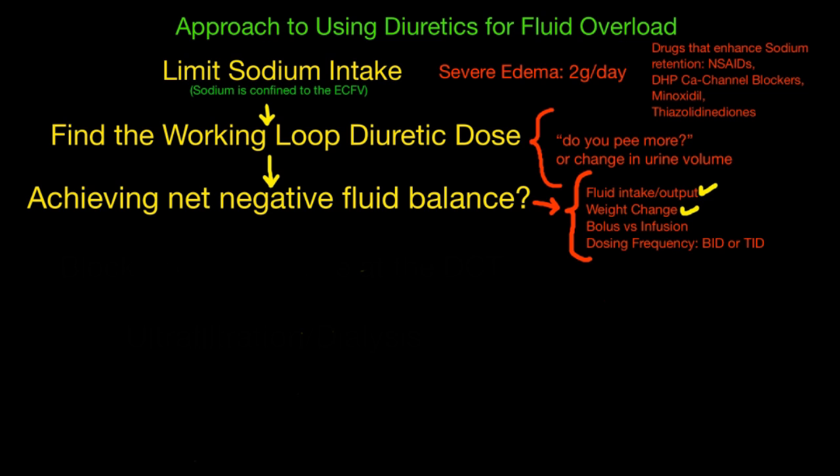And so if you're not, this is where you get into bolus versus infusion therapy. And so either one is effective. They've been shown to be essentially equivalent for getting a patient into net negative fluid balance. And so once you found the working loop diuretic dose, the only thing you got to do after that is adjust the frequency. Do you need to give the dose twice a day, or 3 times a day, or 4 times a day? I don't know. You just have to do it whatever it takes to achieve net negative fluid balance. And obviously, this is why we put limiting sodium intake first, because if they're restricting sodium intake and fluid intake, that makes your job easier here on the back end.